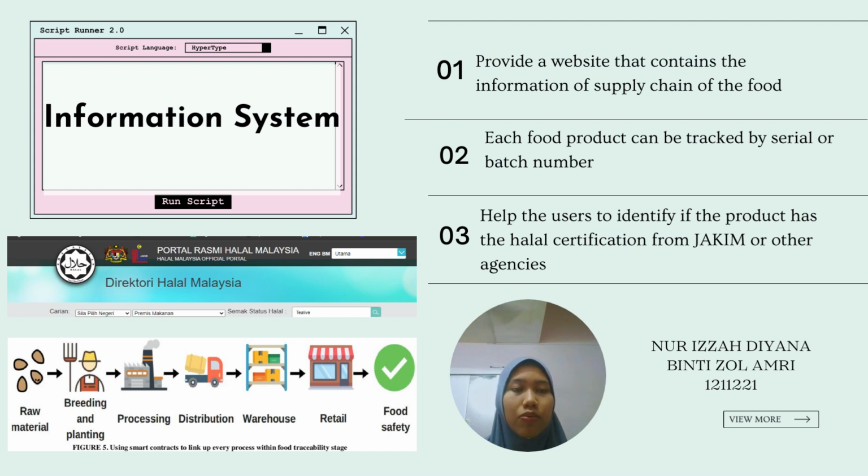As we know, the food we obtain from the local store has documentation of the production, processing, and distribution chain of the food product and ingredients. So we want to know whether the supply chain of the food is halal or not by tracking the information of the food. Second, each product can be tracked by a serial or batch number.